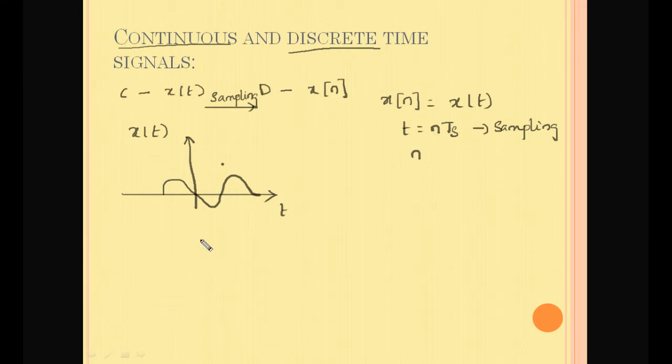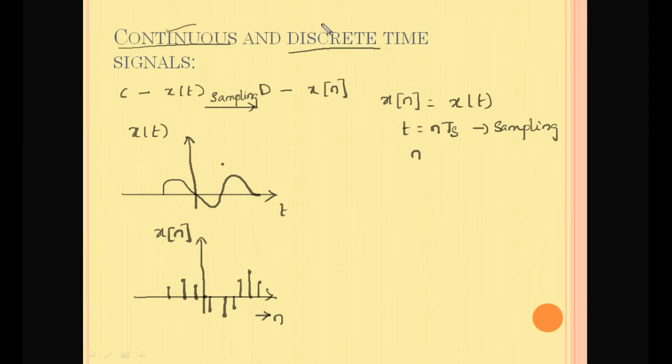Whereas a signal is called a discrete time signal. In a discrete time signal, on the x-axis we will consider n, that is integers, and on the y-axis x of n. So x of n will be represented like this. If you look at this representation, we can say that the signal is not defined at these instants of time. Such type of signal is called a discrete time signal.